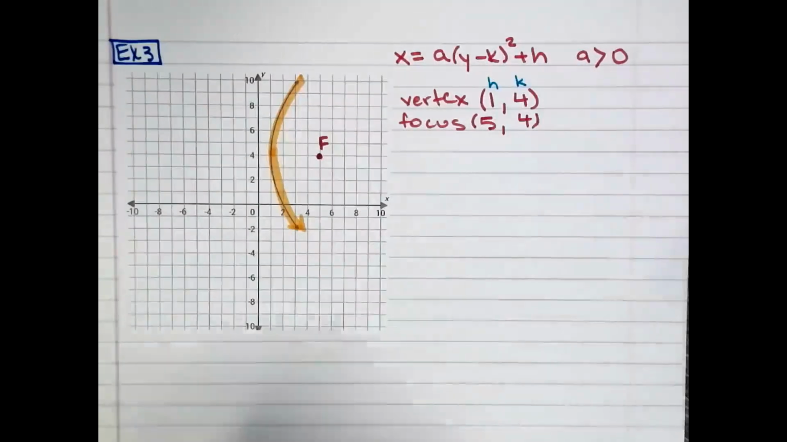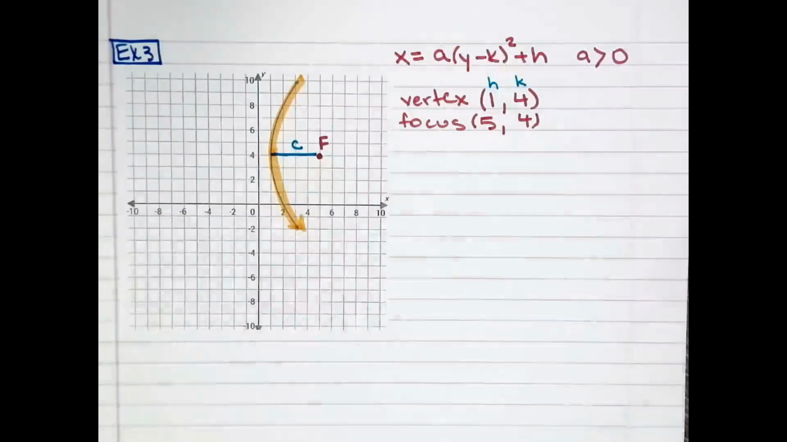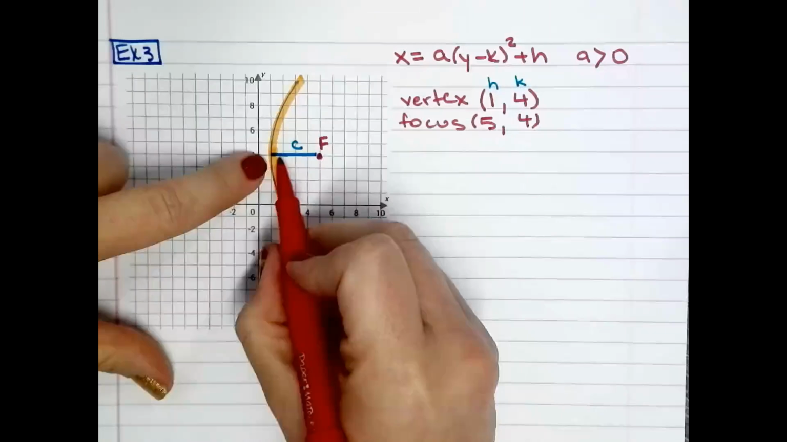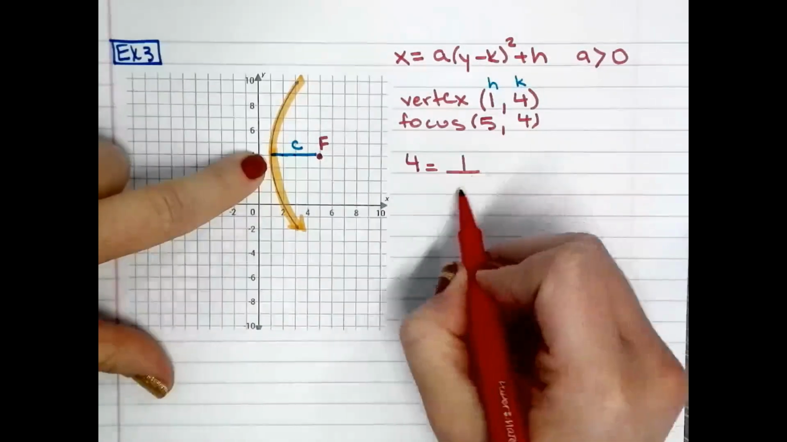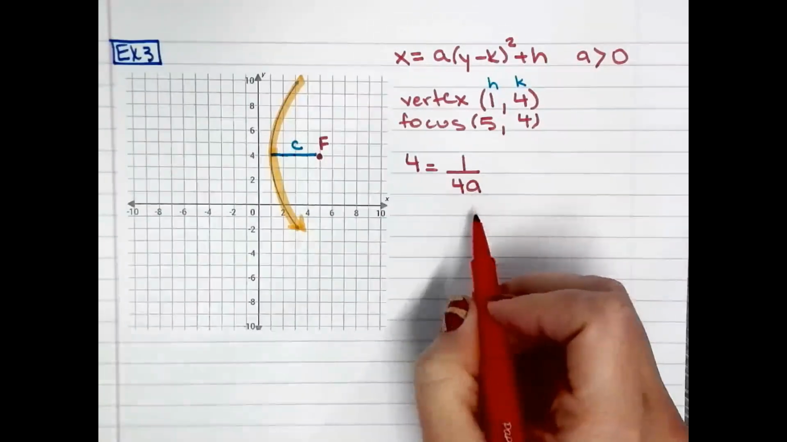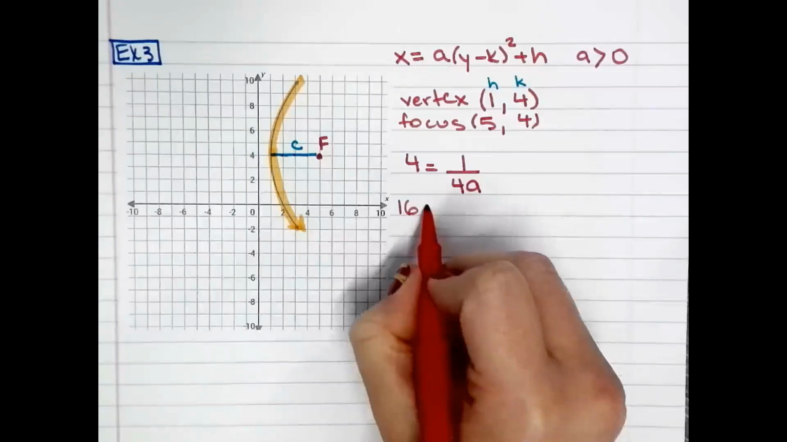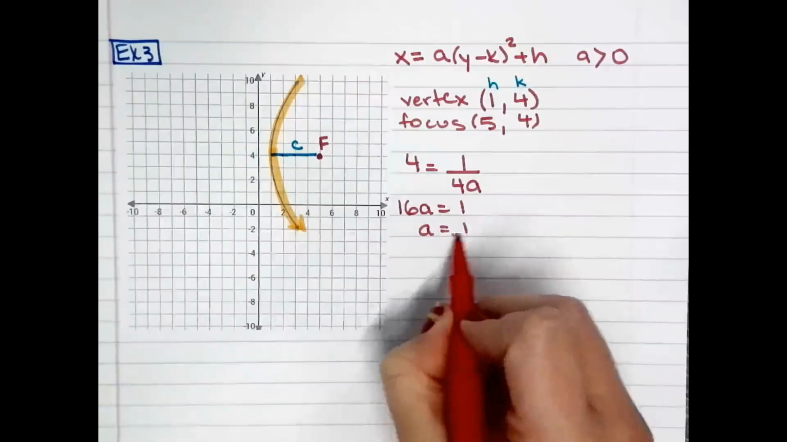And the focus is only good for me to be able to find c. So c is 1, 2, 3, 4. And I know c equals 1 over 4 times the absolute value of a. Multiply, you get 16a. Divide both sides by 16. You have a is 1 over 16.